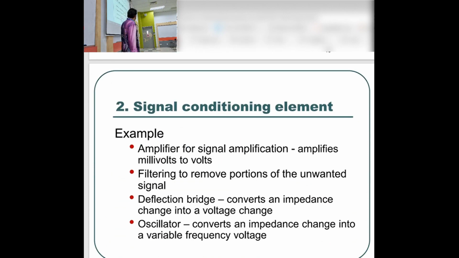Actually this is the example. For the amplification, the easiest one is the microphone. You need to have an amplifier, and then filtering. Filtering also can be done in a few ways, mechanical and also in electronics ways. Same with the amplifier. Amplifier also can be done using mechanical or electronics, I think.